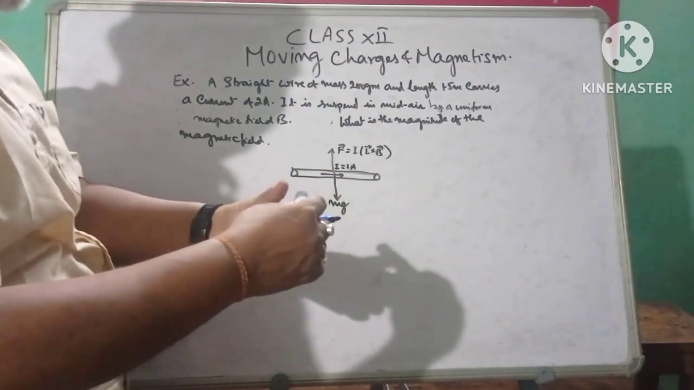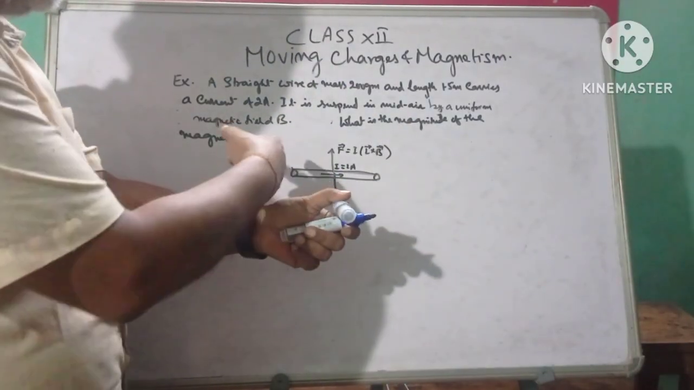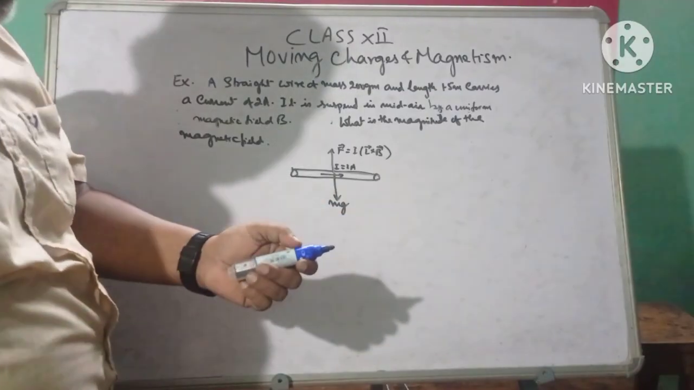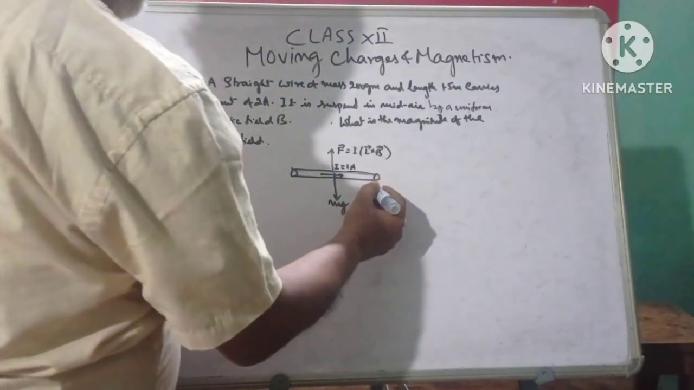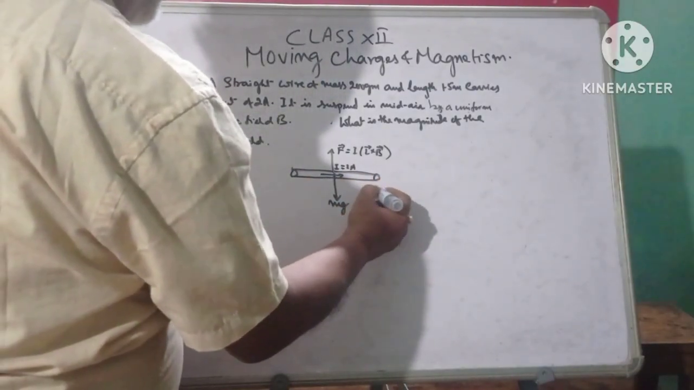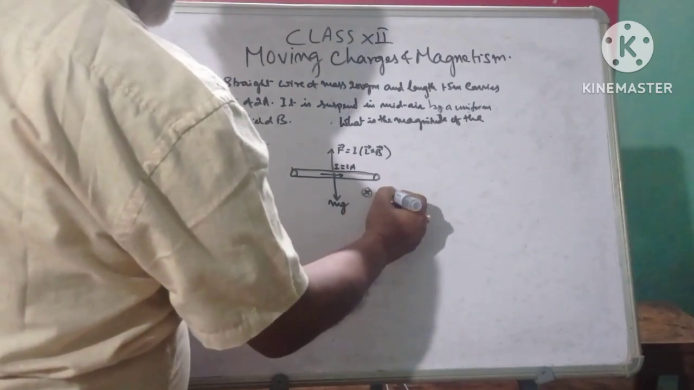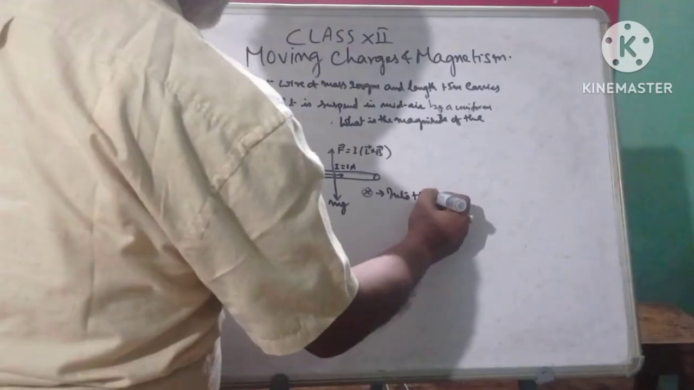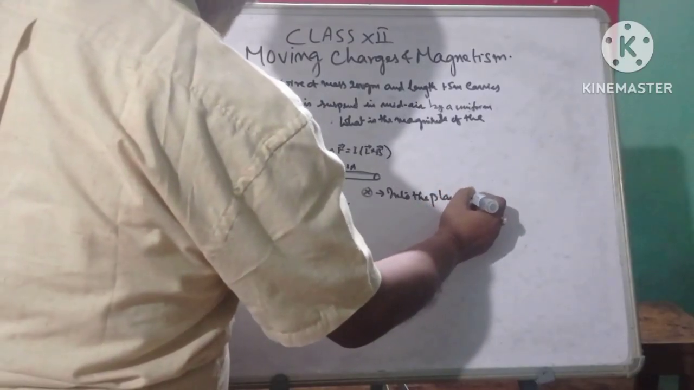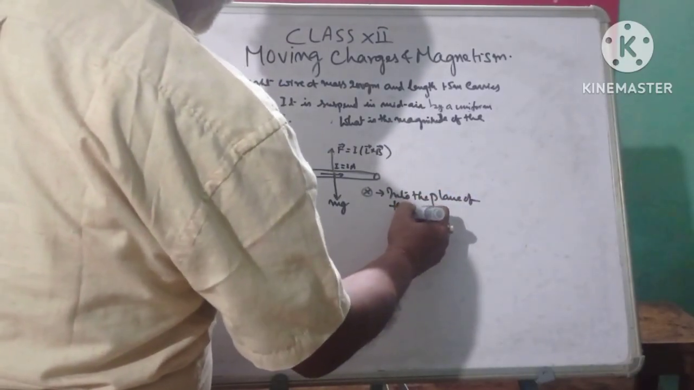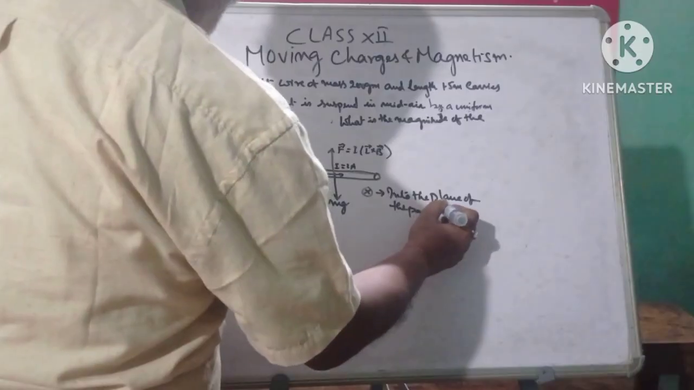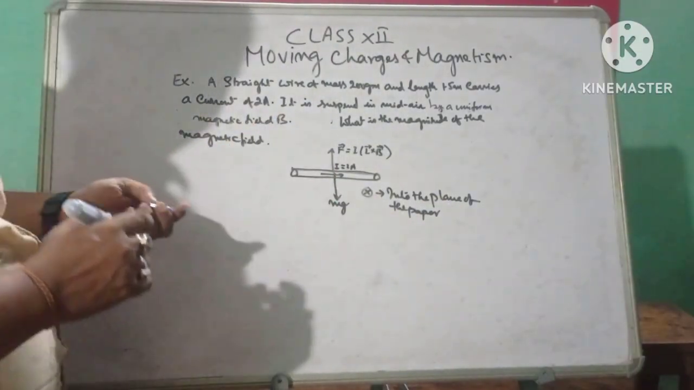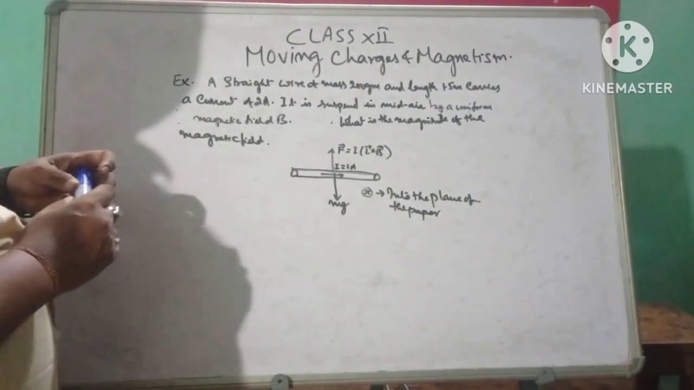So that means your magnetic field will be into the plane of the paper. Your magnetic field will be into the plane of the paper. So your magnetic field will be horizontal. Now everything is clear here.